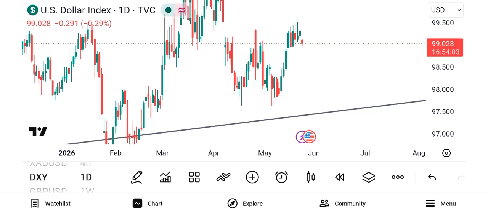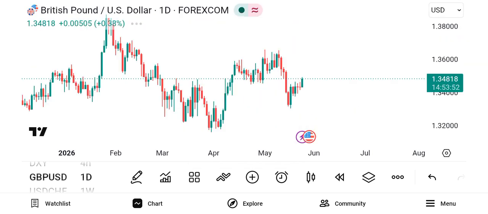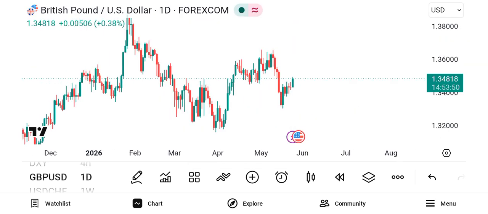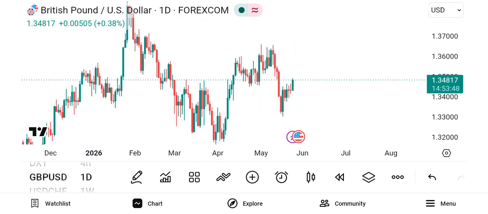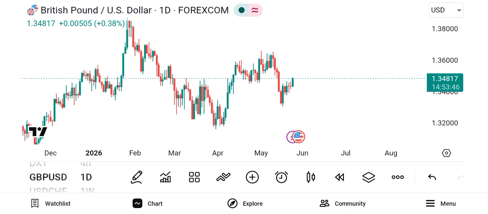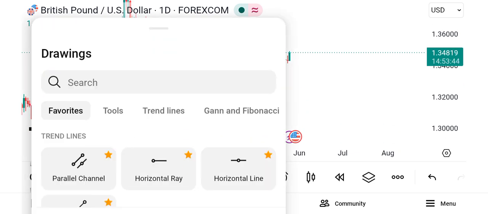Let's quickly go back to GBPUSD for me to show you what I'm thinking, what I'm seeing and what I'm hoping for. If that plays out, fine. So now we are back on GBPUSD. What I can see here is that the market gave us this particular formation here.